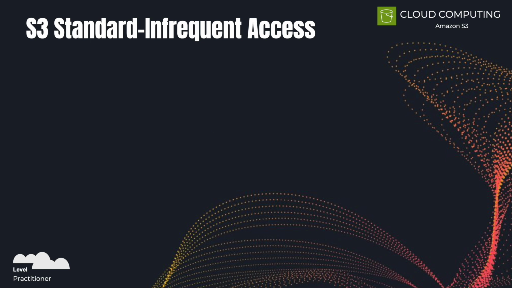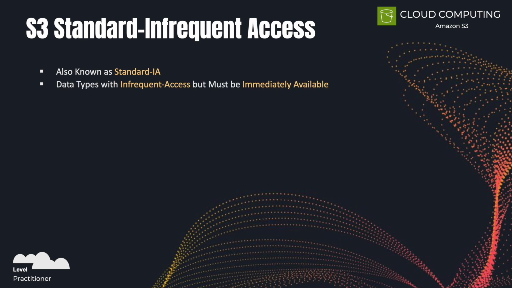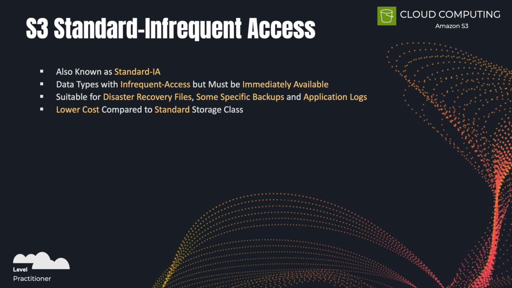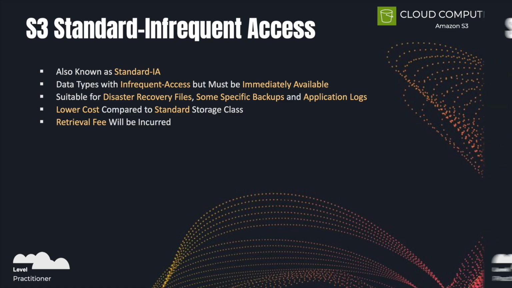Now let's look at Standard-IA, or Standard Infrequent Access. As the name says, this storage class is for data that isn't used every day, but must still be immediately available when needed. Think of disaster recovery files, backups, or rarely used application logs. Compared to Standard, it offers lower storage costs, but with a retrieval fee each time you access it. That trade-off makes it suitable for data you want to keep readily accessible but don't use often.